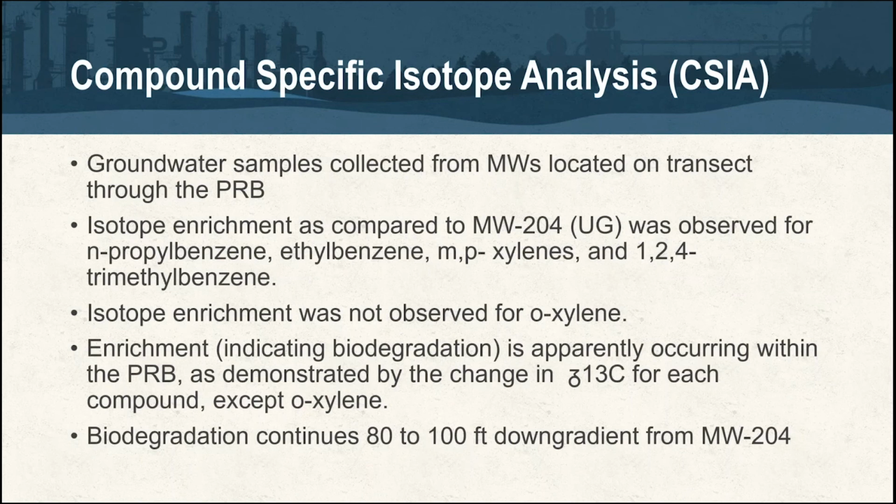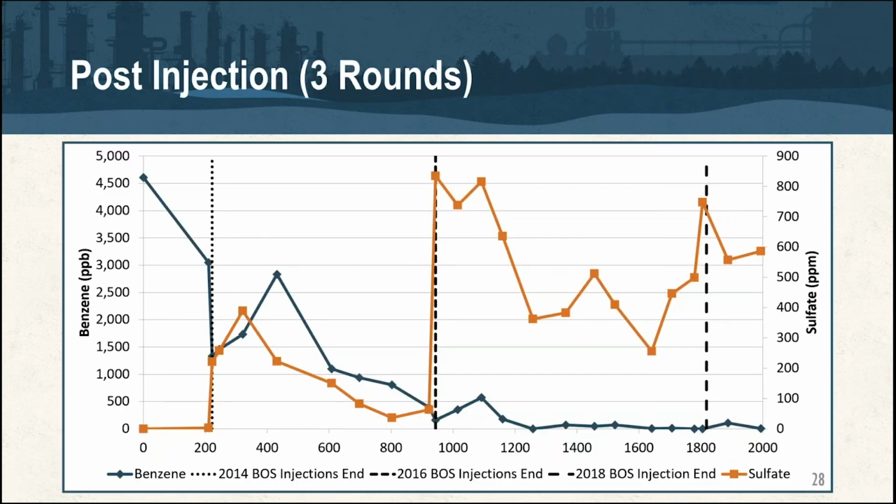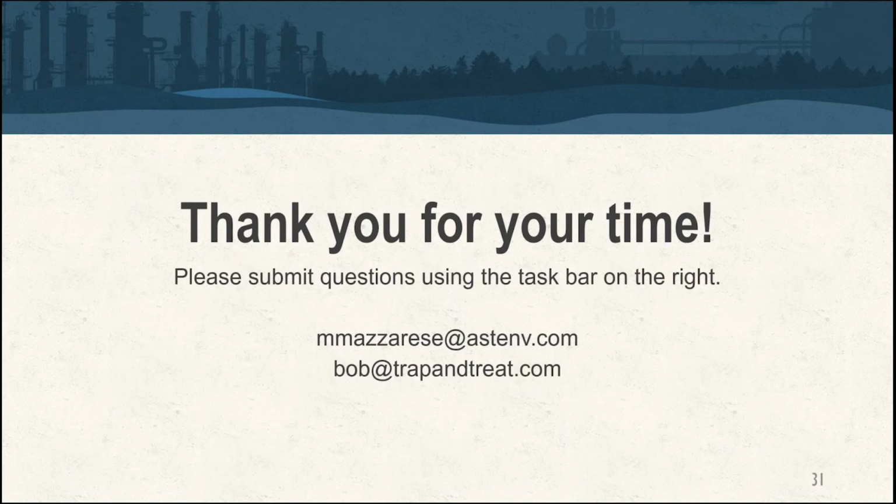So our client was able to determine that enrichment, which indicates bio is taking place, is occurring within the PRB, and that was demonstrated 80 to 100 feet down gradient from MW204. Again, I'm going to skip through this last slide and open it up. If my moderators want to jump on, we can start the Q&A. Thank you for your time.